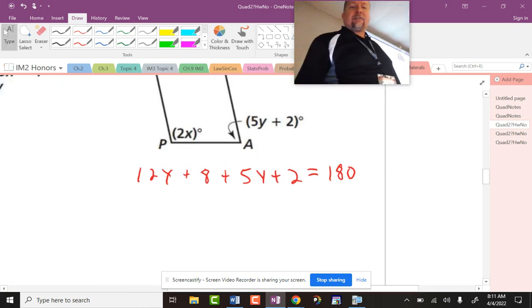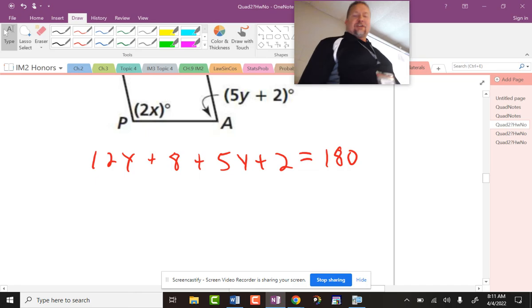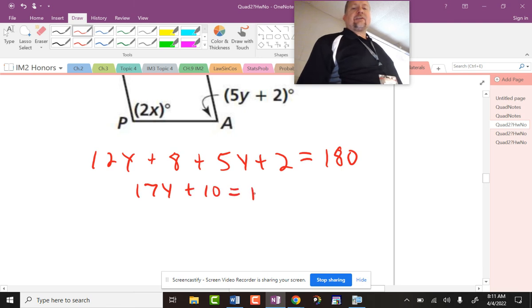Vicky, and then what's next? Tell me what you'd have as you solve this. Just go ahead and solve an equation there. And what do you end up with? 17y plus 10 equals 180. And then it's a very simple solve. What does 17y equal? 170. And then what's y equal?